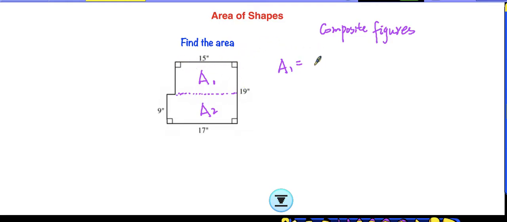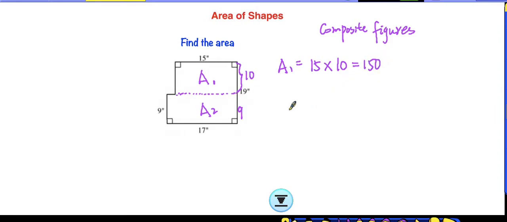The length, we already know, is 15. The width is kind of confusing here. You say, hey, is that 19? No, because width is only talking about this distance. This distance is 9, so this distance is also 9 here. That's why it's going to be 19 minus 9, which for this piece is 10. So for the top one it's going to be 15 times 10, which is 150.